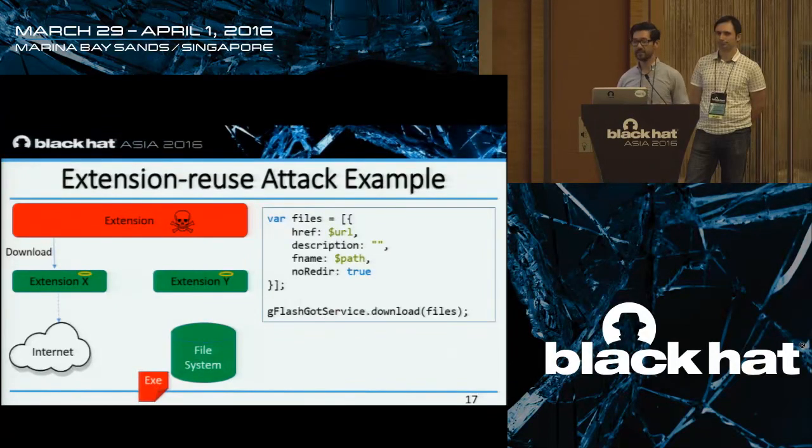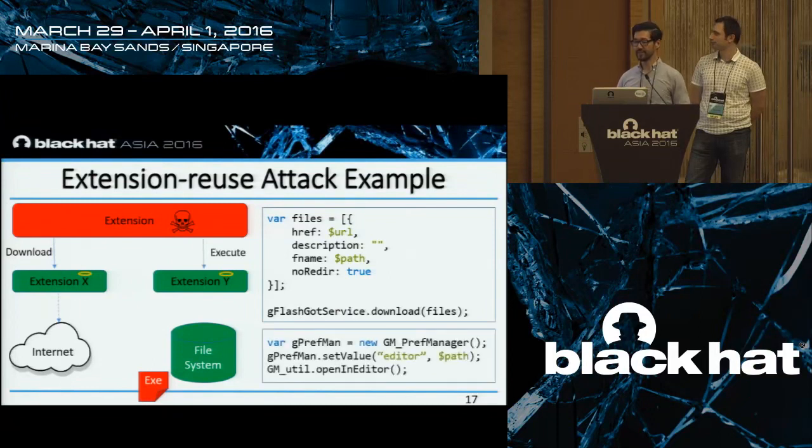And then, in this other extension Y, we invoke some functionality that's intended to launch an editor. But in this case, we target it at the exe that we just dropped and go ahead and launch that. So again, none of these sensitive calls were actually in that extension. We just took advantage of stuff that was in our namespace.